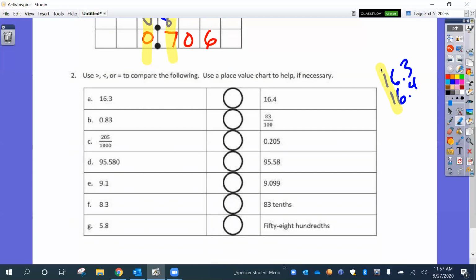There's 1 in the tens place, 6 in the ones place, decimals are right over top of each other, and then we see a difference. One number has 4 tenths, and the other has 3 tenths. So 4 tenths is always greater than 3 tenths. So 16.3 is less than 16.4. To read it the right way, it's 16 and 3 tenths is less than 16 and 4 tenths.